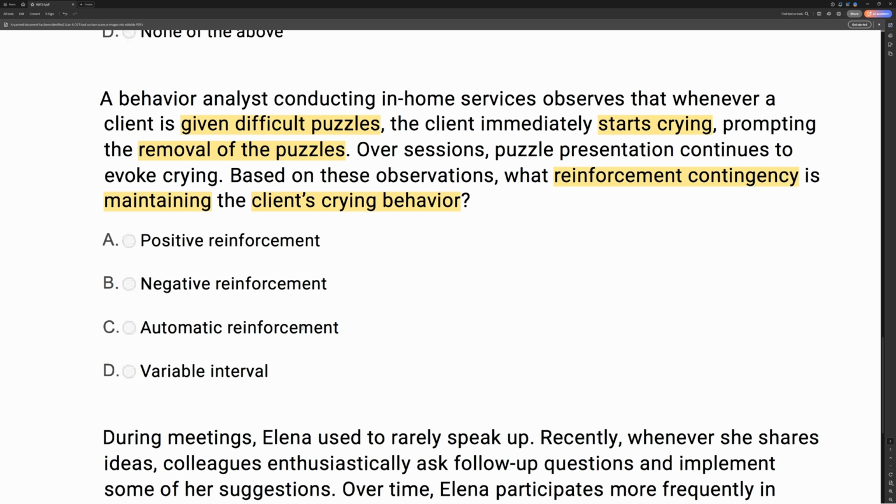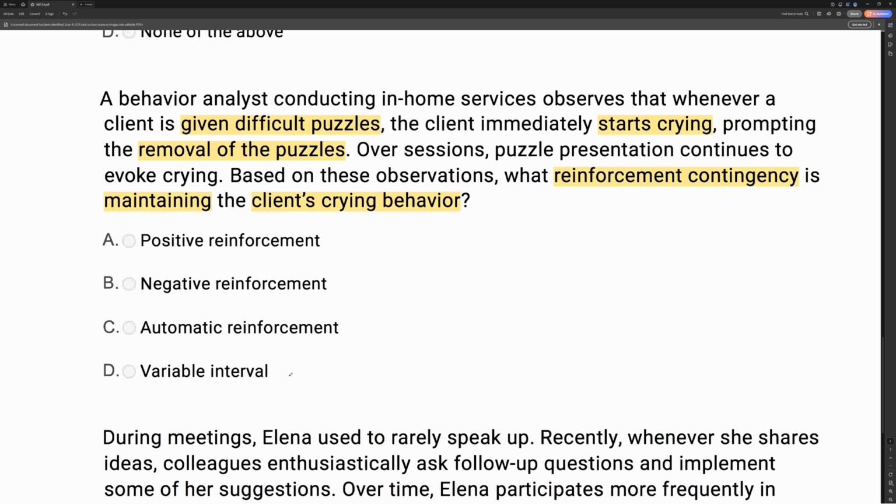C, automatic reinforcement. Automatic versus socially mediated. These are the two types of contingencies we can use for reinforcement. An automatic reinforcement situation is when we have a person who is self-administering the consequence. In other words, there's not another person involved. Socially mediated means another person is actually providing the consequence. And in this case, someone else is involved in the situation, making this a socially mediated reinforcement situation, not automatic.